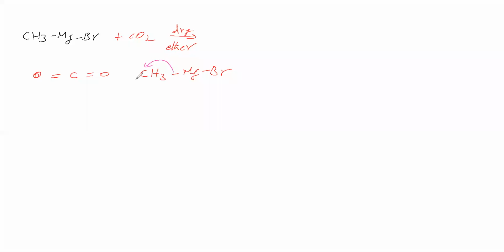See, this bond shifts to this carbon, attacking this carbon, and this bond shifts to this oxygen, attacking this magnesium. Why is this carbon attacking this carbon? This carbon has a positive charge and this carbon has a negative charge. Therefore, the negative charge is attacking the positive charge.